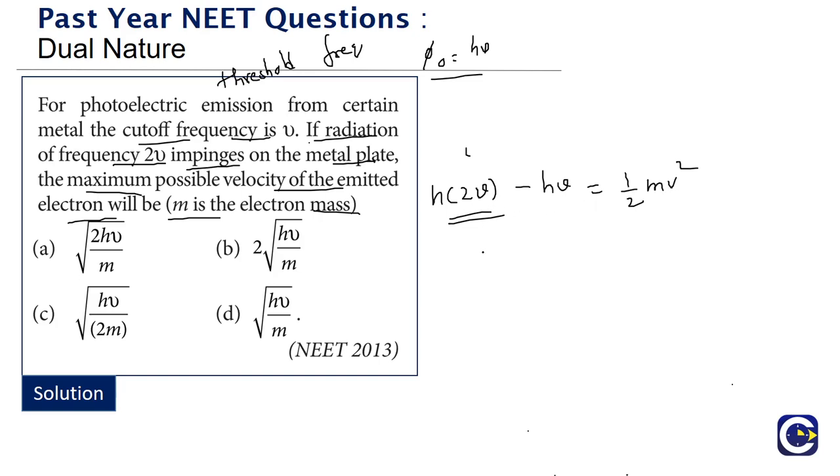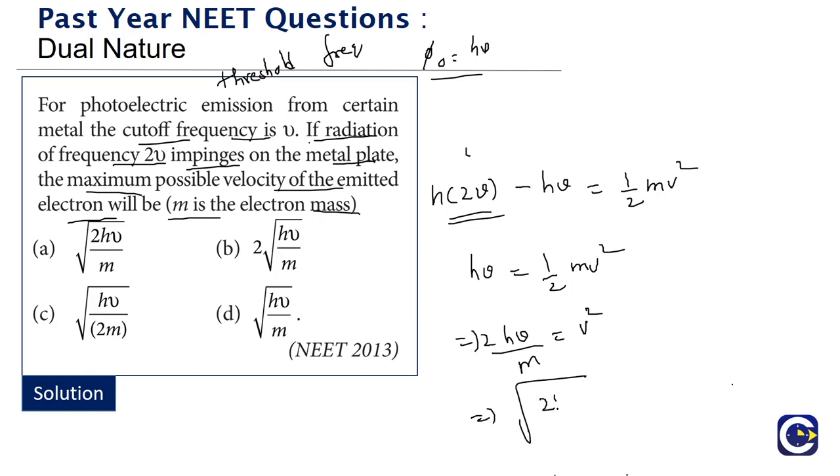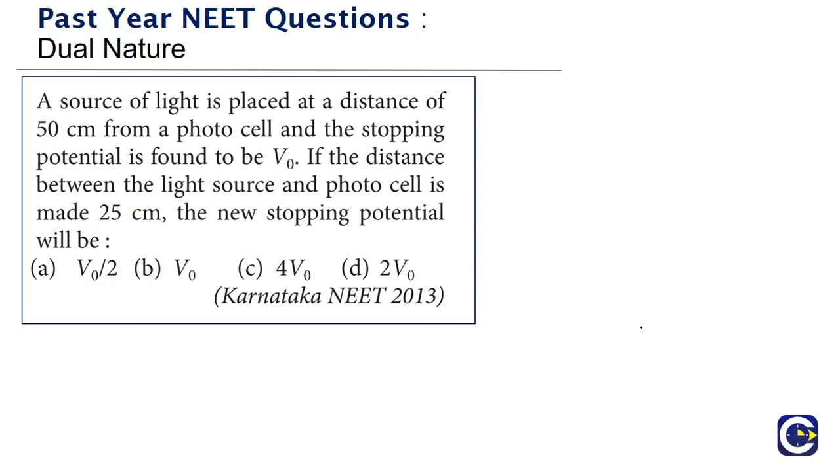Left hand side, what do we have? h nu, because 2 h nu minus h nu is h nu, is equal to half m v square. So from here what we will have is 2 h nu by m is equal to v square, and if you take a square root on both sides, root of 2 h nu by m is v. So the maximum velocity of the emitted electrons will be option A, which is root 2 h nu by m. It's a straight question based on the application of Einstein's equation for the photoelectric emission.